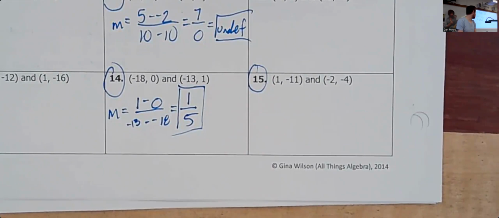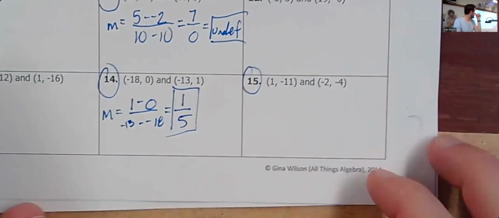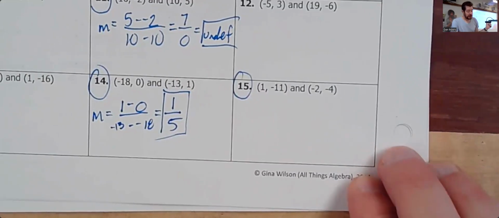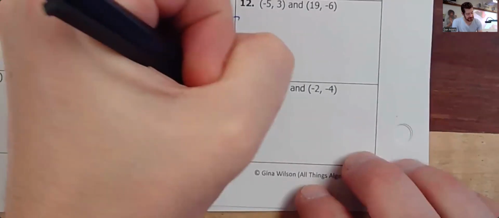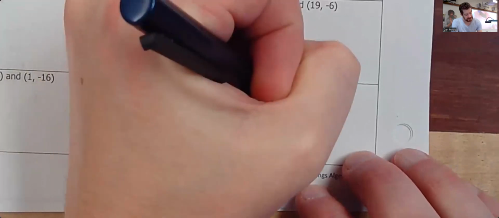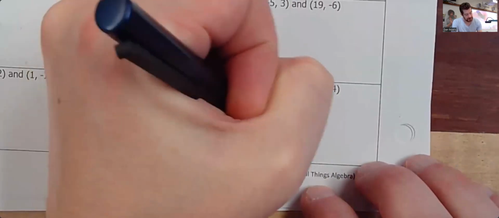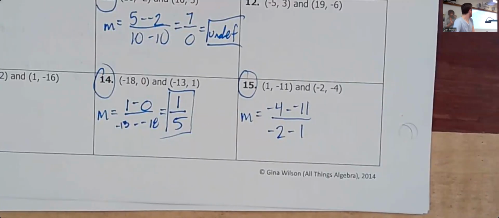So if you were to graph this one, looking at it from left to right, it would be going in an upward direction. All right, last one on this page, number 15. M is equal to y2 minus y1. So -4 minus -11 over -2 minus 1. Subtracting negatives oftentimes is going to be the trickiest part on these. So again, calculators are totally fine. What's -4 minus -11? 7. Yeah, just 7.